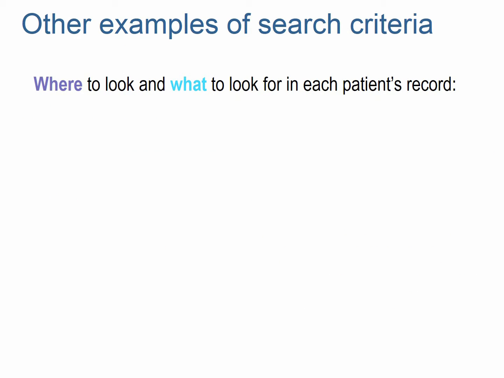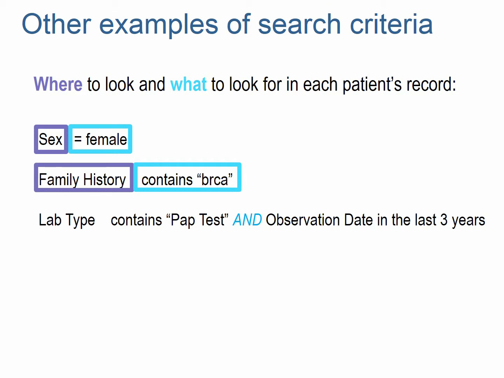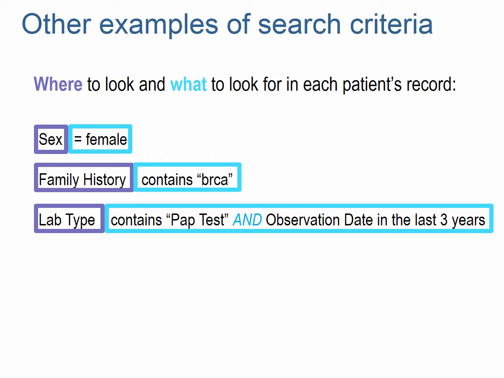Here we've provided a few more examples of search criteria that you may use in your cancer screening searches. As we've demonstrated, every line of criteria is always made up of the two parts, where to look and what to look for. The where is always a specific location in the EMR, and the text you see is the specific name of the field under a specific category. Sex is a defined field under demographics. Family history is a specific field in the patient profile. The what to look for always defines the rules of the search.